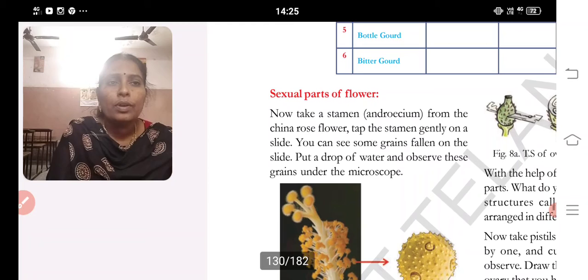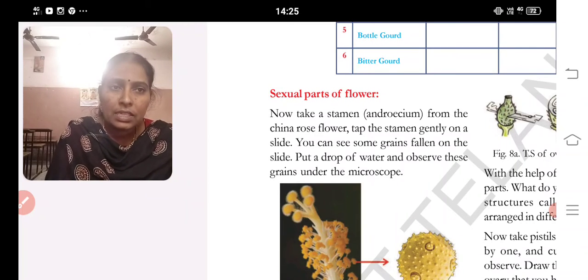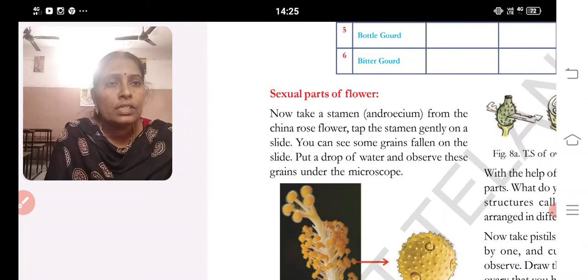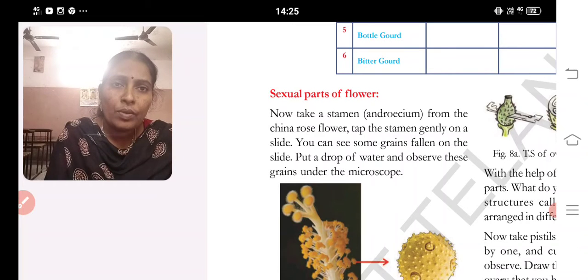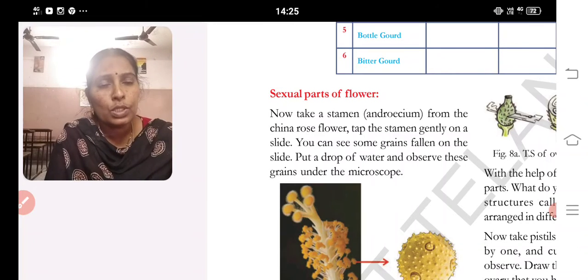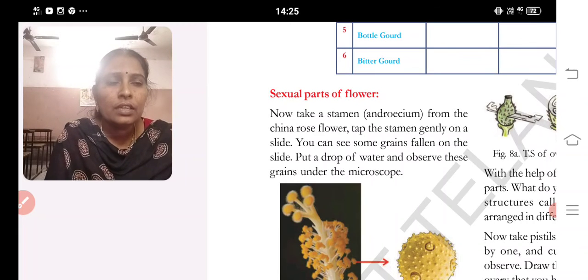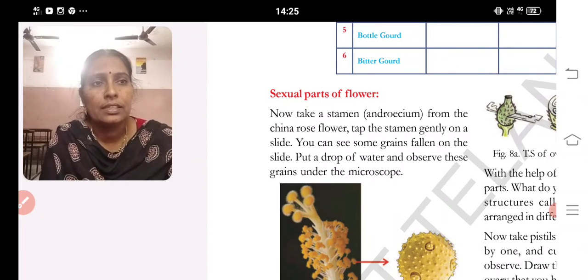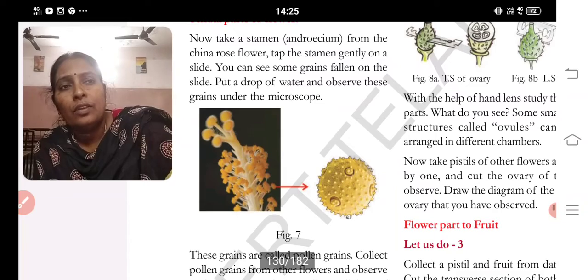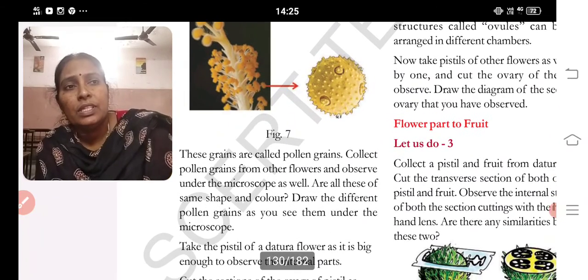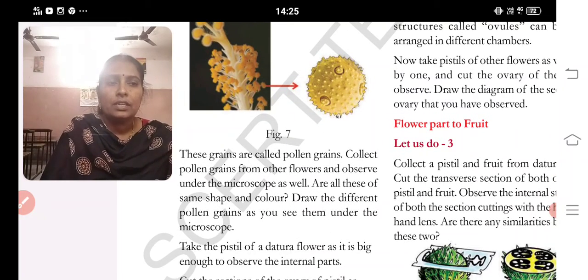Now take a stamen from the China rose, tap the stamen gently on a slide, add 1 drop of water, and observe under a microscope. You will observe different colors and different sizes. In the same manner, take a flower and observe the pistil also, and you will see the differences.